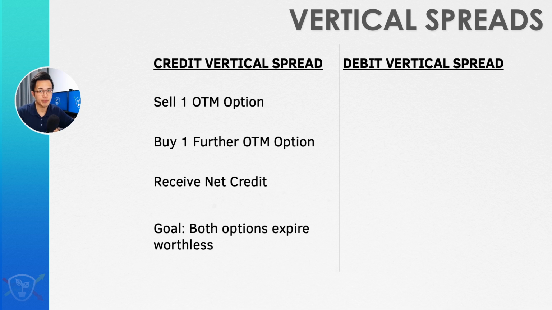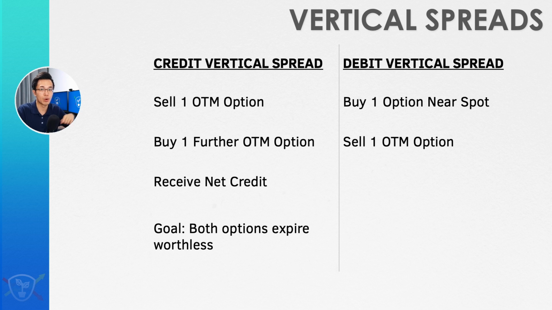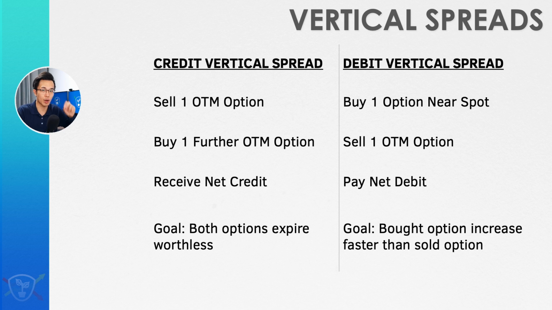To execute a debit vertical spread, we will buy one option contract. The strike price is really close to the current stock price, and simultaneously we will sell one option contract out of the money that is further away from the current stock price. Now, because the option contract that we buy is more expensive than the option contract that we sell, for this trade we will incur a cost or a debit. For debit vertical spreads, the goal here is for the option contract that we bought to increase in value faster than the option contract that we sold.